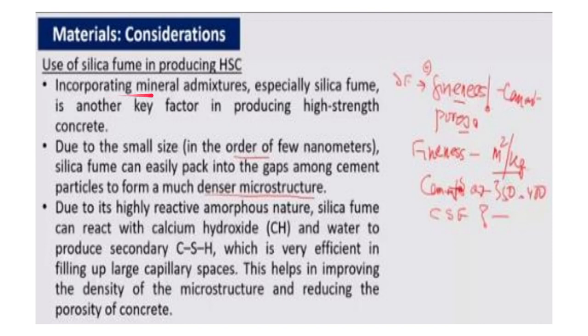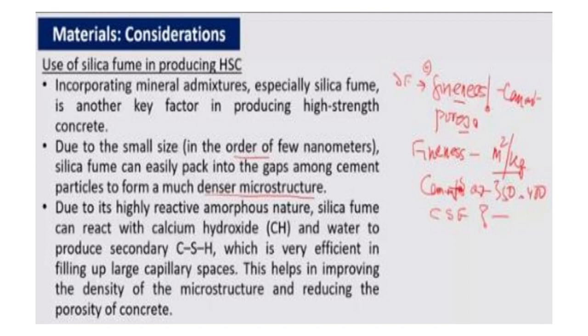So silica fume, on account of its very small nanometer size, has the ability to go into the gaps among the cement particles and therefore give a much denser microstructure. Due to its highly reactive amorphous nature, silica fume can react with calcium hydroxide, CH, and water to produce secondary CSH, which is very efficient in filling up large capillary spaces. This helps in improving the density of the microstructure and reducing the porosity of concrete.